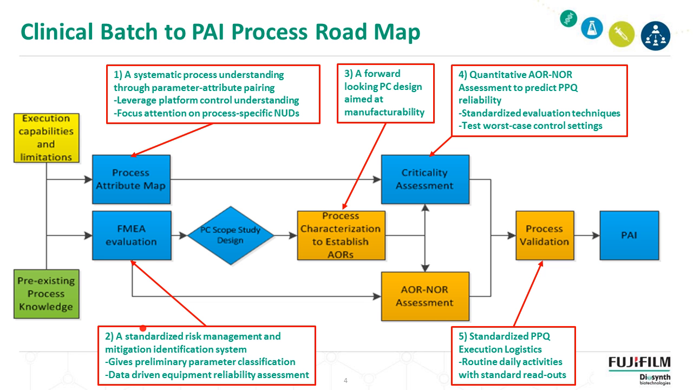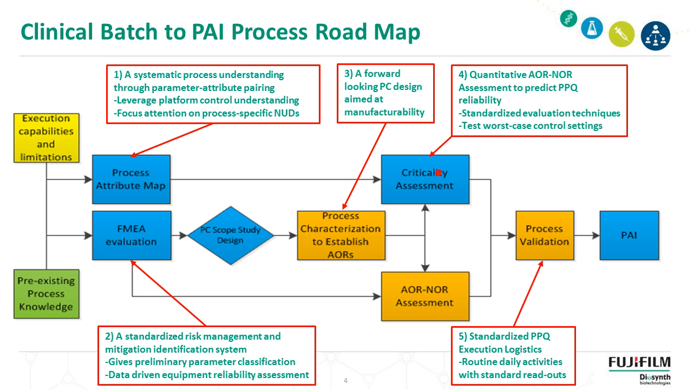Running along parallel with that, we execute an FMEA, a risk-based tool, to help us give some preliminary classification for parameters and also to drive some data-driven decisions about equipment. The ultimate role for both of these activities is to develop a process characterization scope that is really forward-looking and aimed at manufacturability.